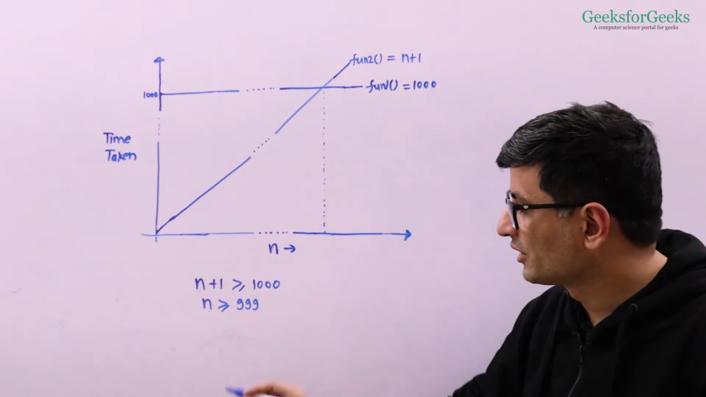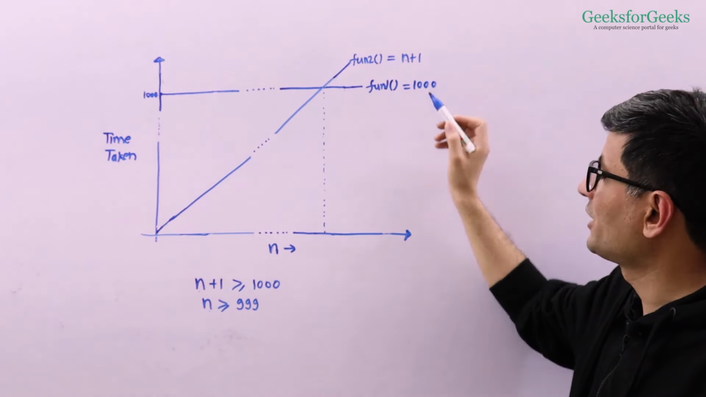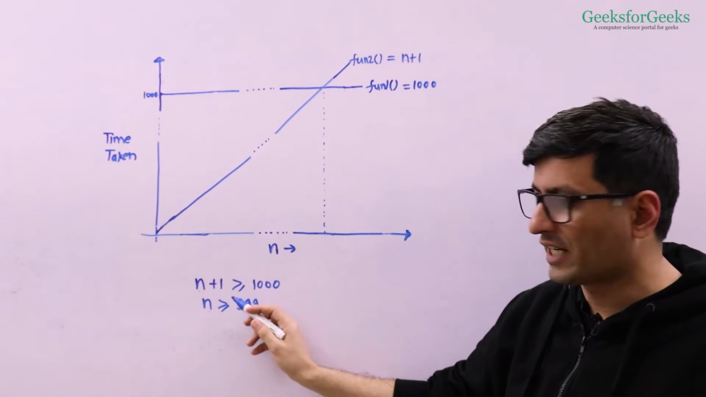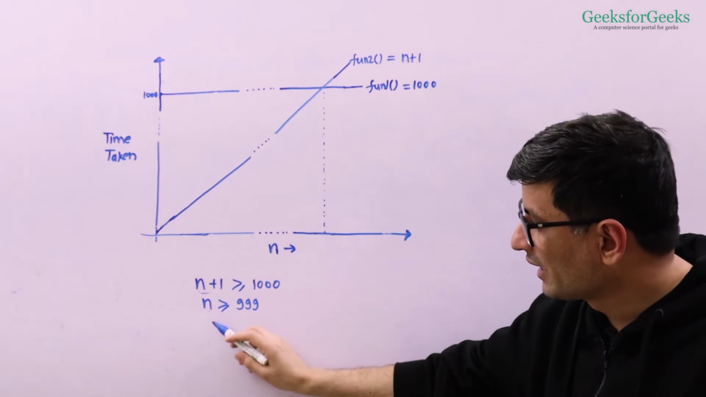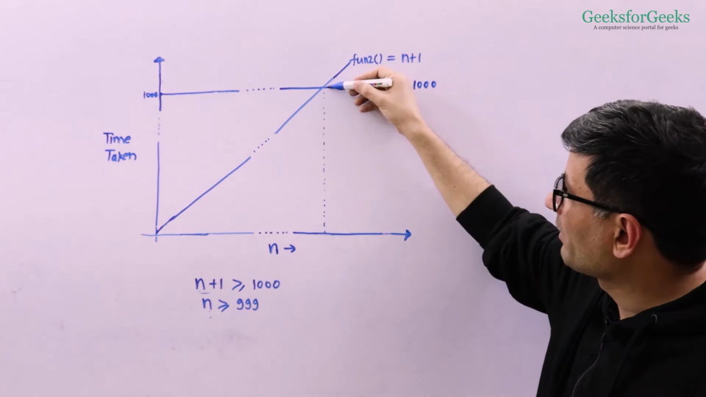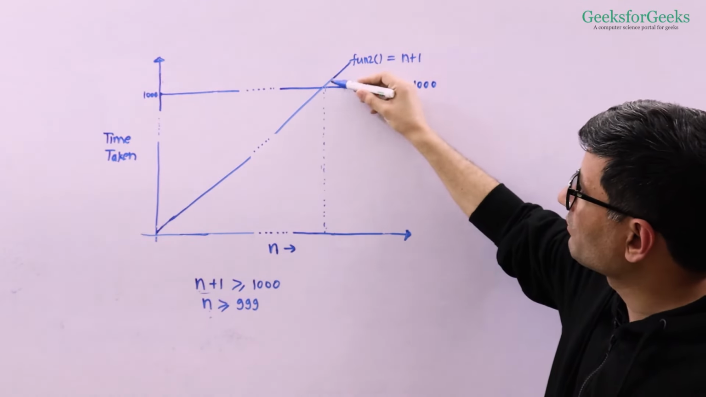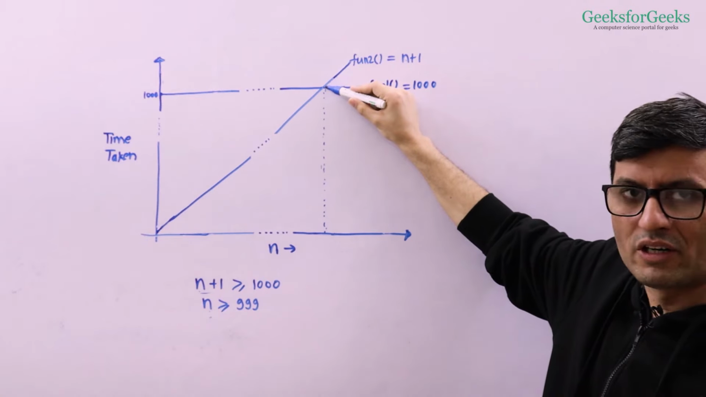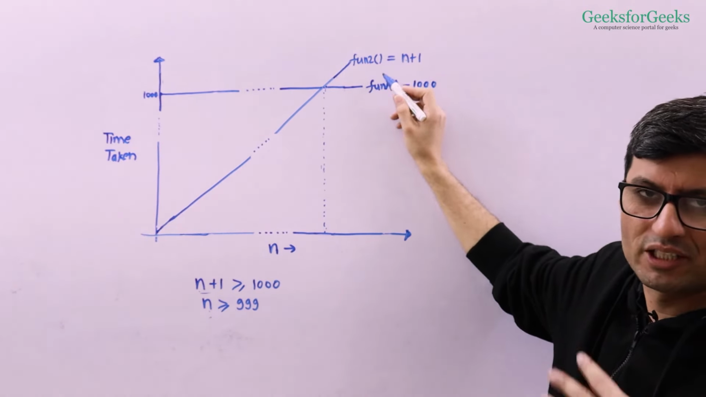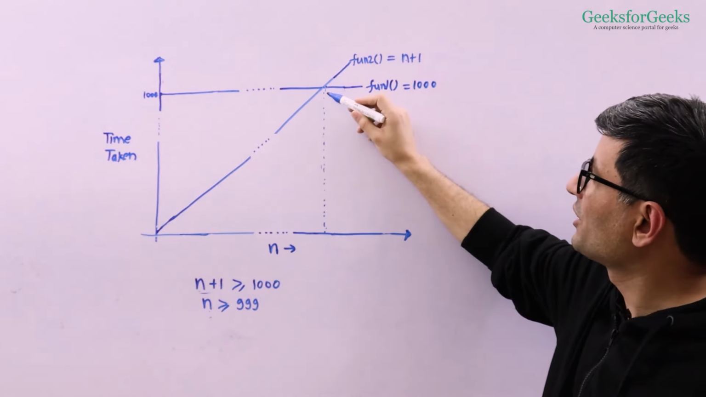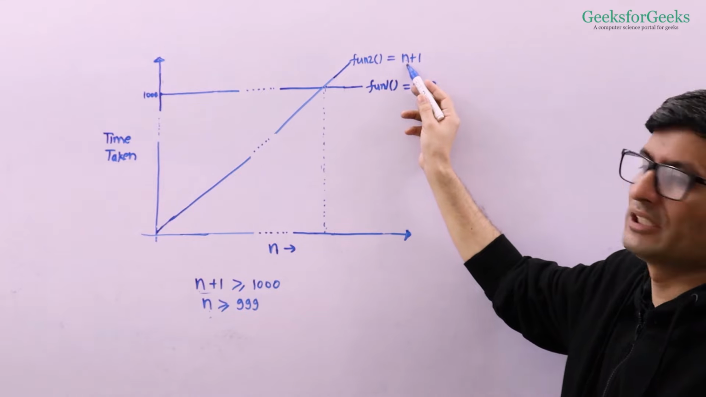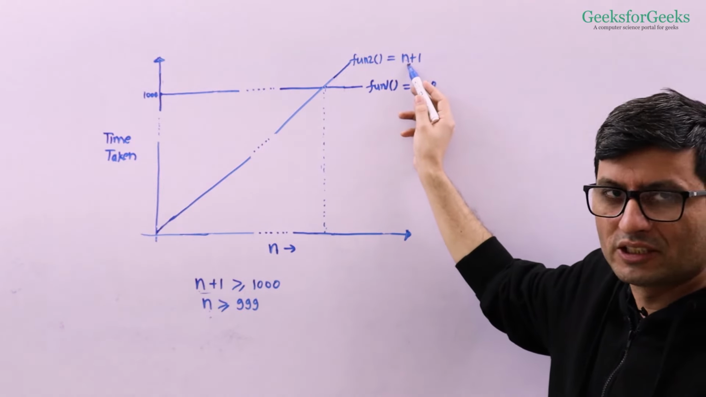So if I compare these two functions, n plus 1 and 1000, and ask for the values of n for which n plus 1 has the higher value, I get n as 999. After 999, fun2 is always going to take more time than fun1, right? You can put the values. It's going to be 1000, 1001, 1002, 1003 and so on.